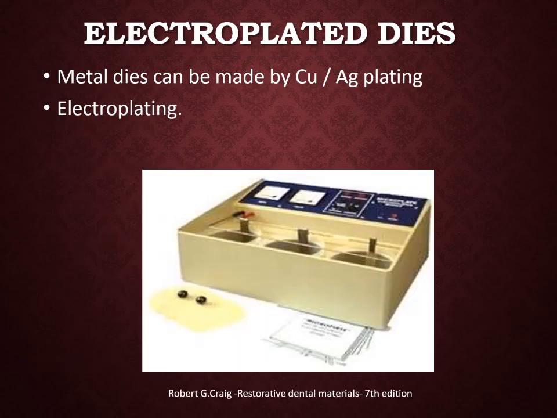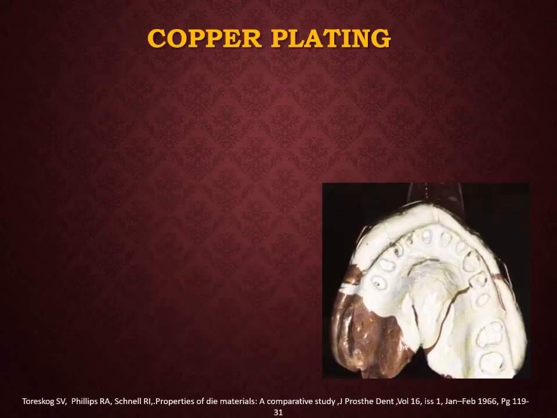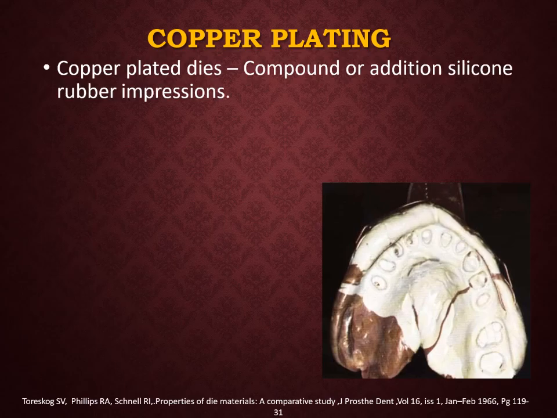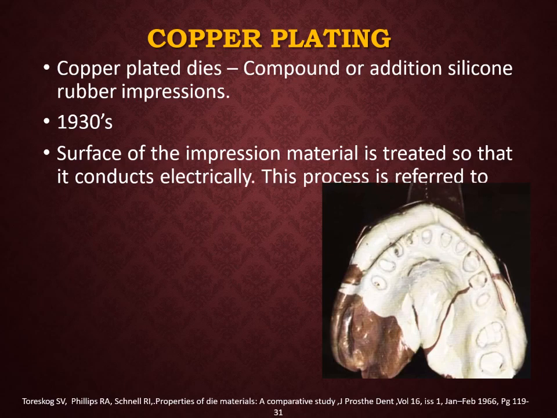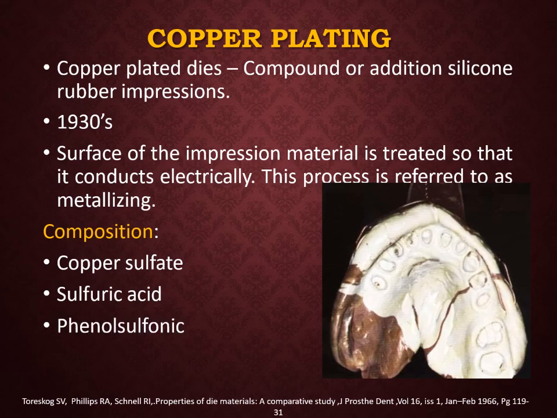Electroplated dyes. Metal dyes can be made by copper or silver plating. Copper plating. Copper-plated dyes are made from compound or addition silicone rubber impressions. The surface of the impression material is treated so that it conducts electricity. This process is referred to as metallizing. Composition: copper sulfate, sulfuric acid, and phenol sulfonic acid.